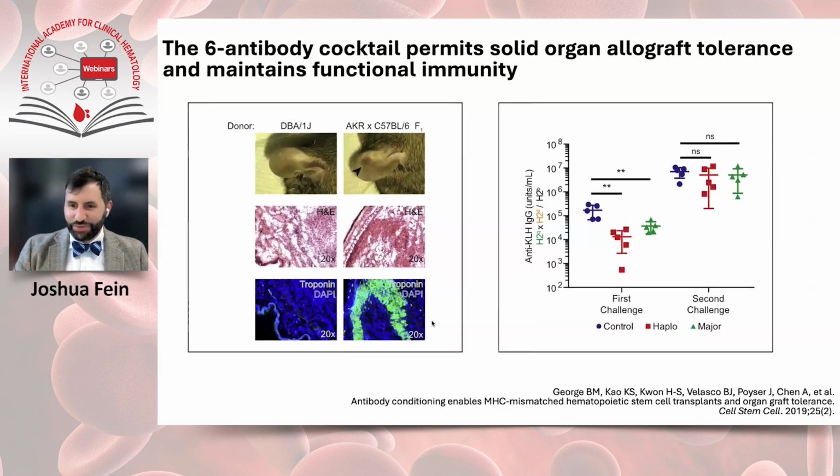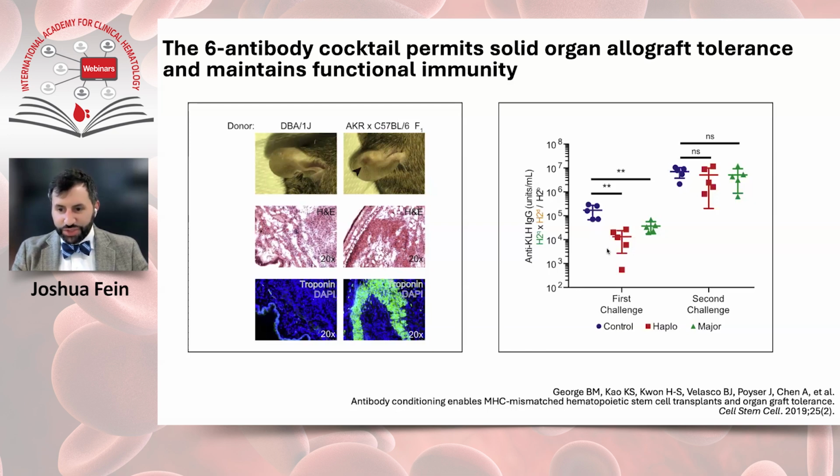So then they took this forward and said, well, can we use that stable mixed chimerism to actually allow tolerance of a solid organ allograft? And so here they took heart tissue from the stem cell donor mouse and implanted it into the recipient mouse ear. And so you can see that actually this led to tolerance of the cardiac tissue. And then they took that idea forward, and this is really beautiful.